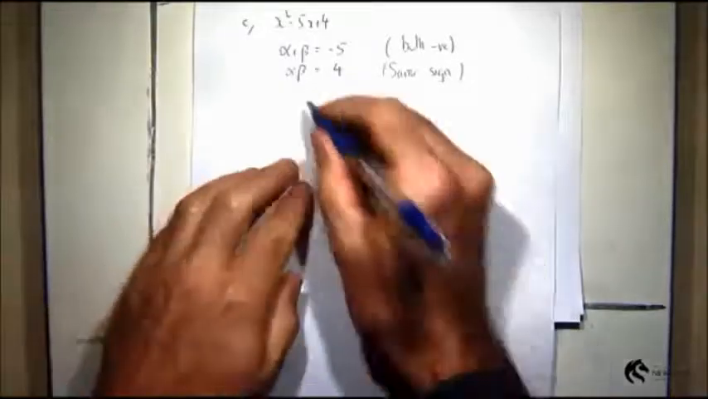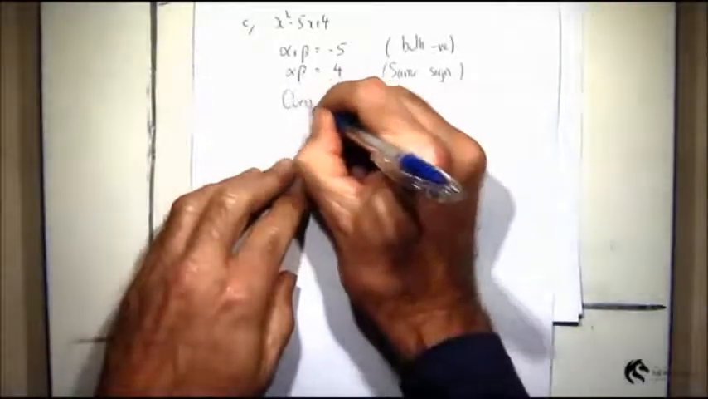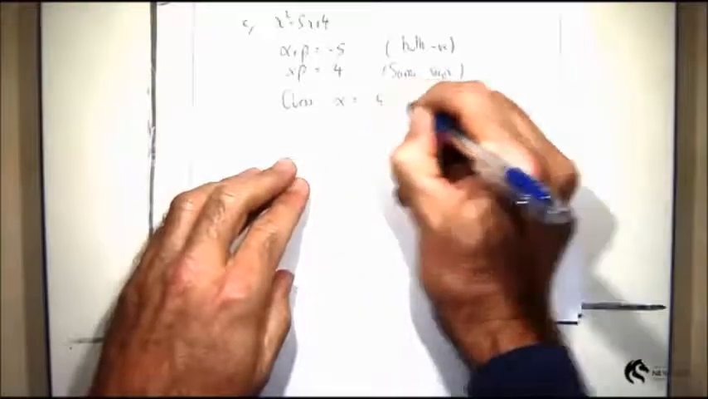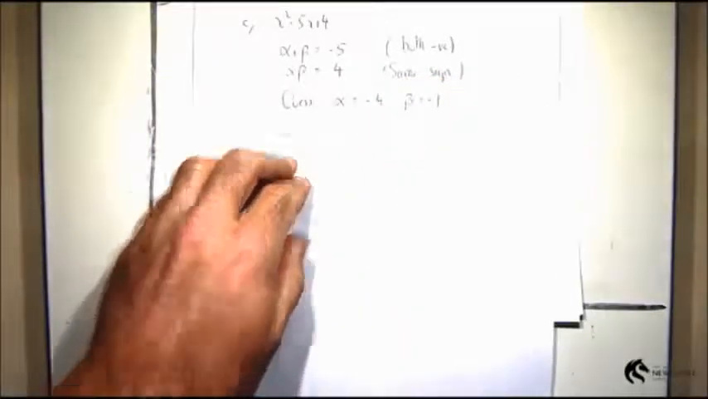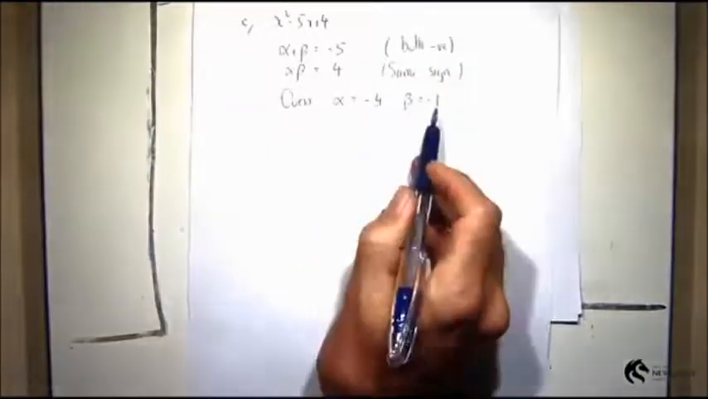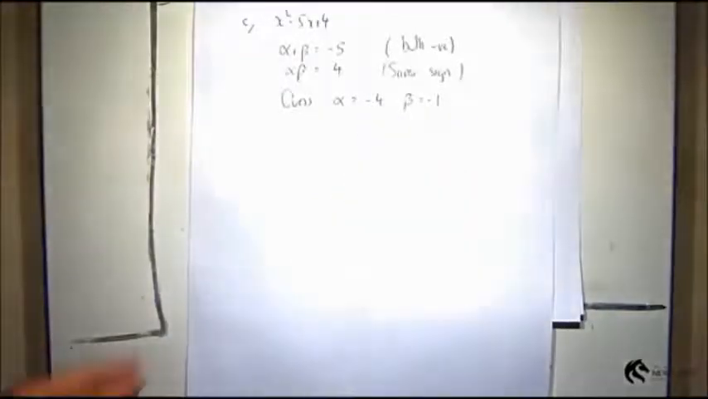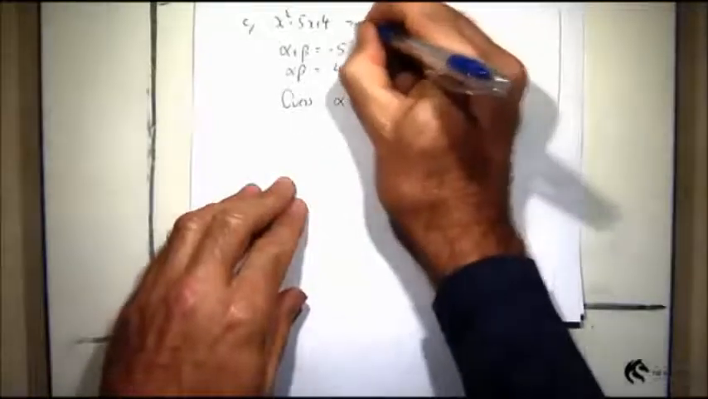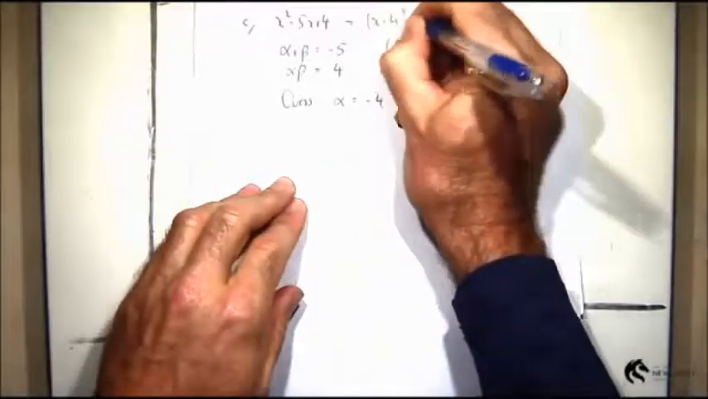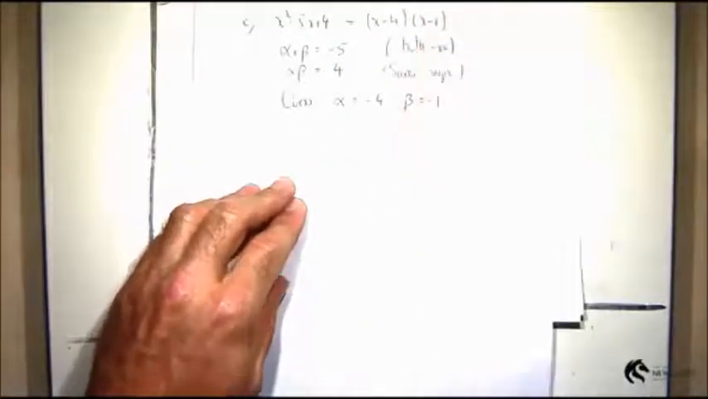And so that tells me that I should be able to guess, I reckon, that alpha will be -4 and beta will be -1. Multiply to +4, add to -5. And there's my factorisation. So therefore that is x minus 4, x minus 1.